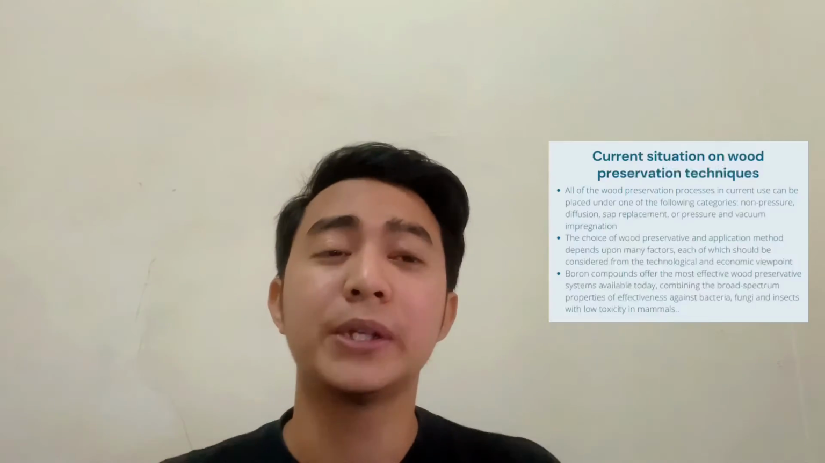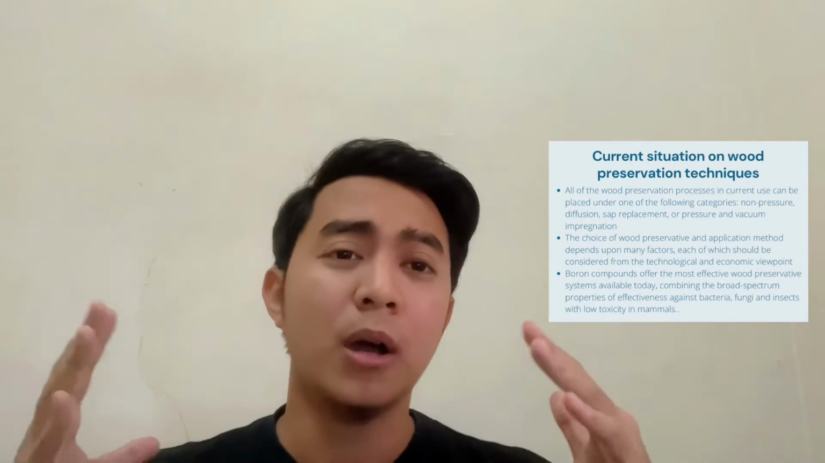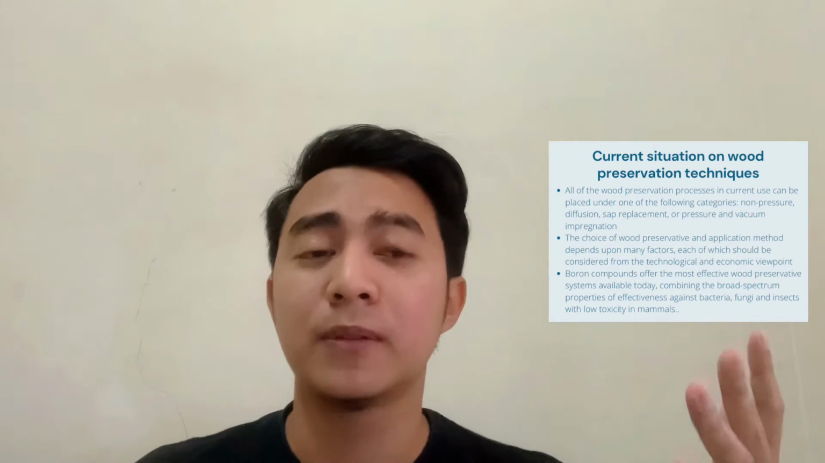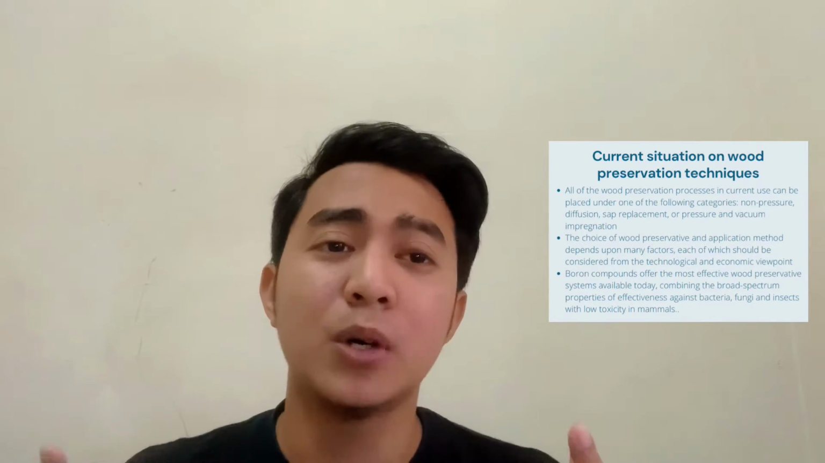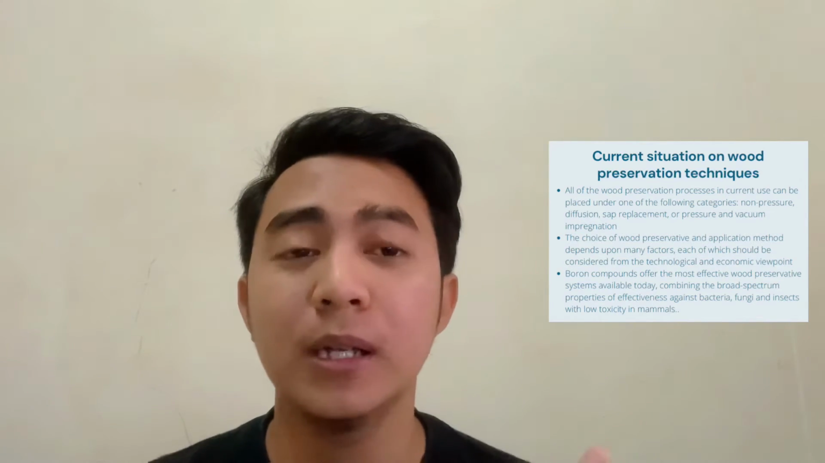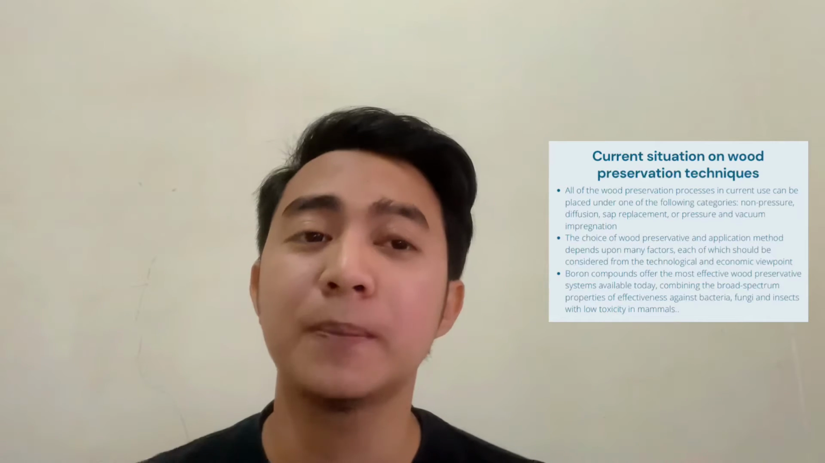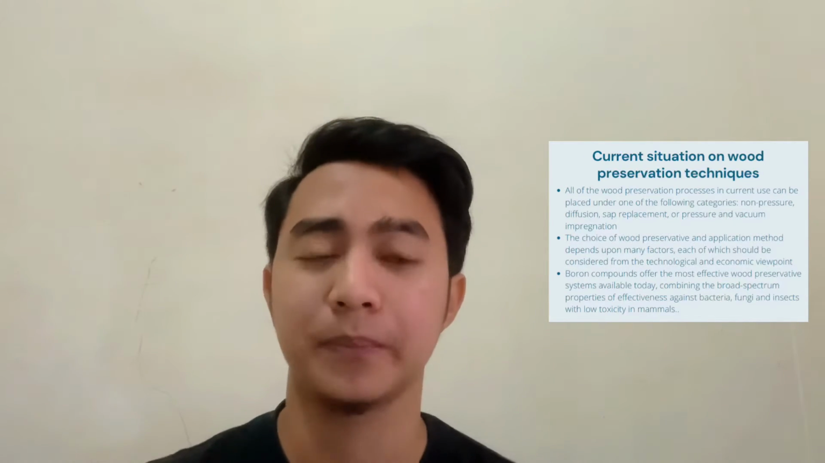Next, I will share about the current situation on wood preservative techniques. All of the wood preservative processes in current use can be placed under one of the following categories, which is non-pressure, diffusion, sap replacement, or pressure and vacuum impregnation.